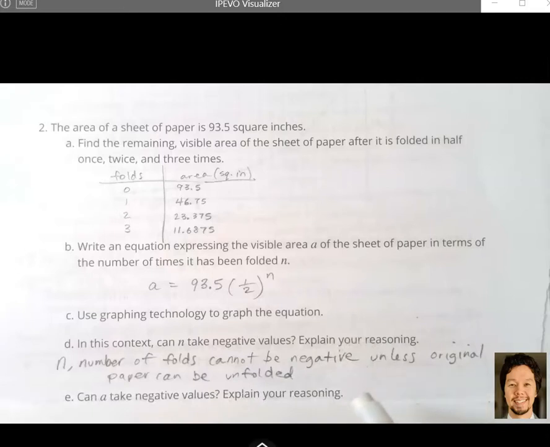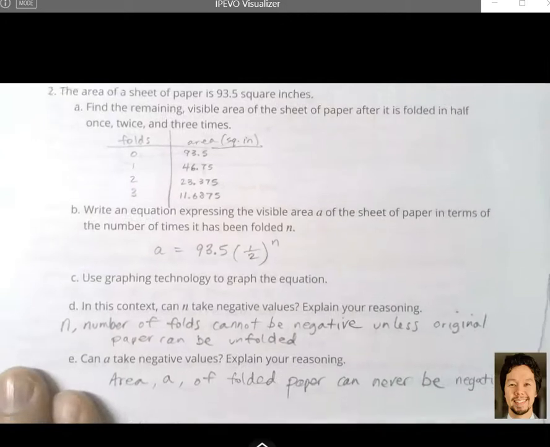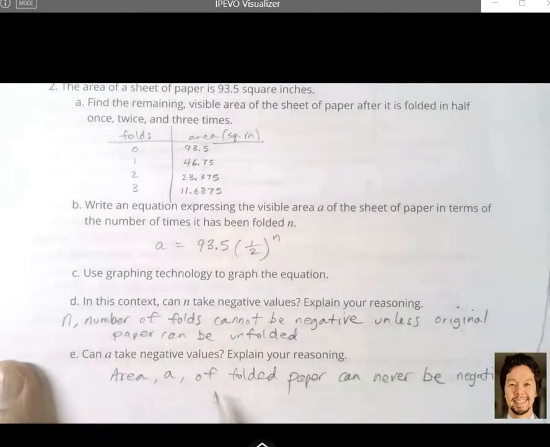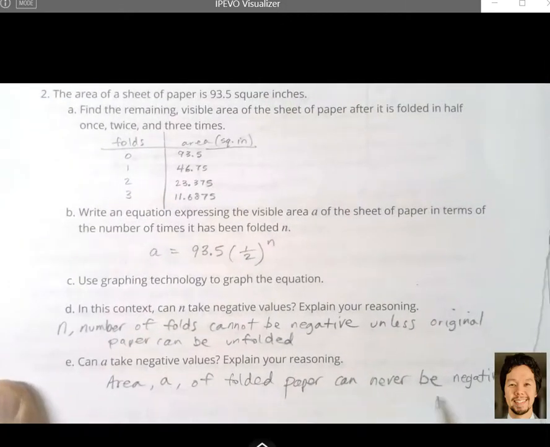Letter E, can A take negative values? In other words, can the area ever be negative? Now, if you keep folding paper in half and half and half and half, can that paper disappear and then become negative? Of course not. So the answer would be the area of folded paper can never be negative.